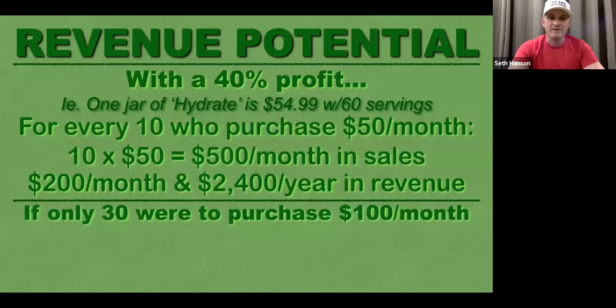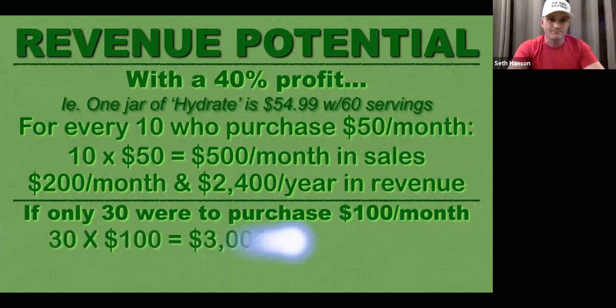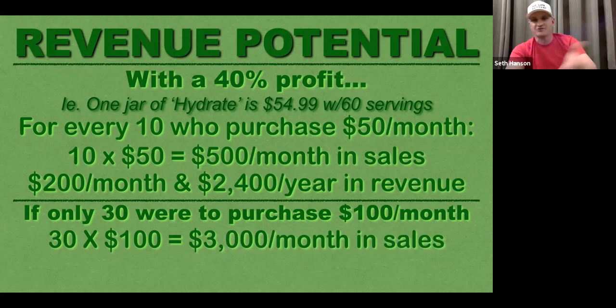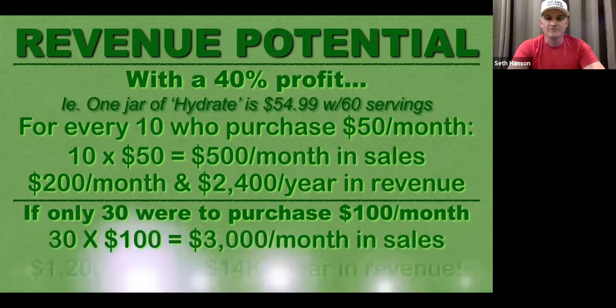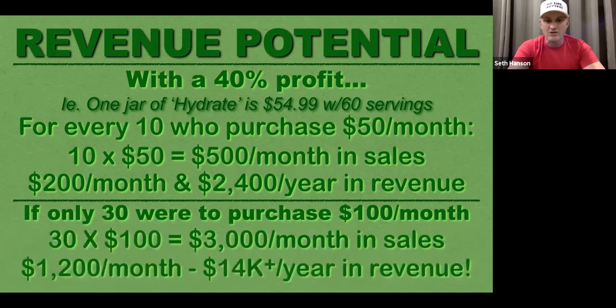Let's say 30 people decide they want to get free shipping, and they get $100 a month in products. Maybe they buy 2 jars of hydrate. Maybe they have multiple children, one for their children, one for themselves or their spouse. So if you have 30 purchasing $100 a month, which is not a whole lot, it's a pretty conservative number right there. You're talking $3,000 a month in sales, but ultimately over the course of the year, that's $14,000+ in revenue.